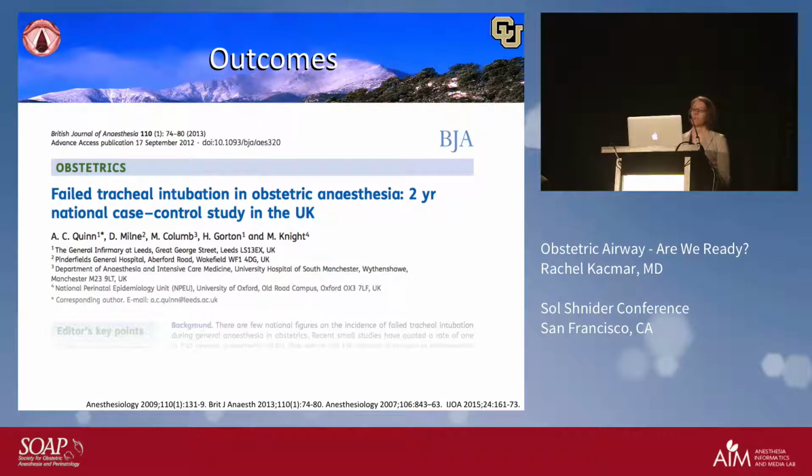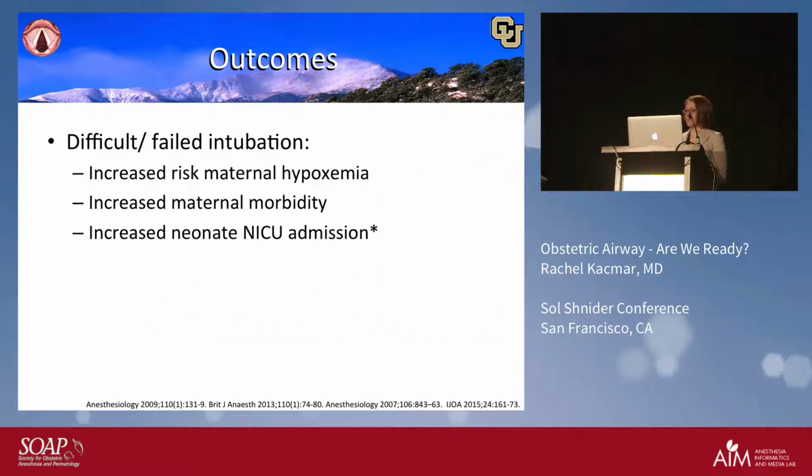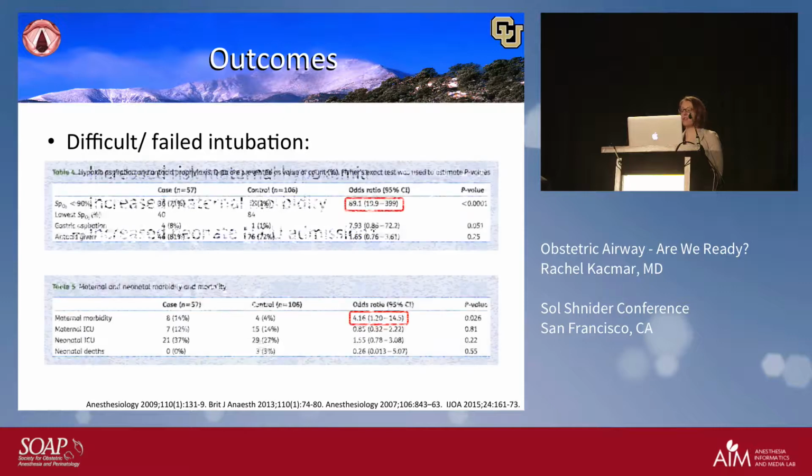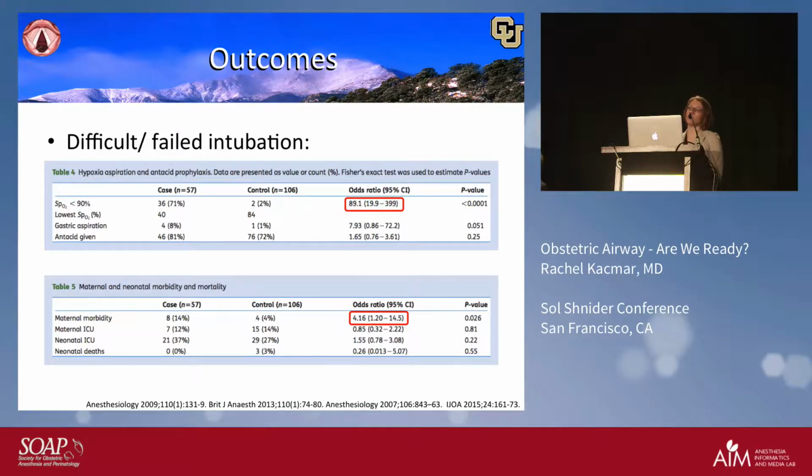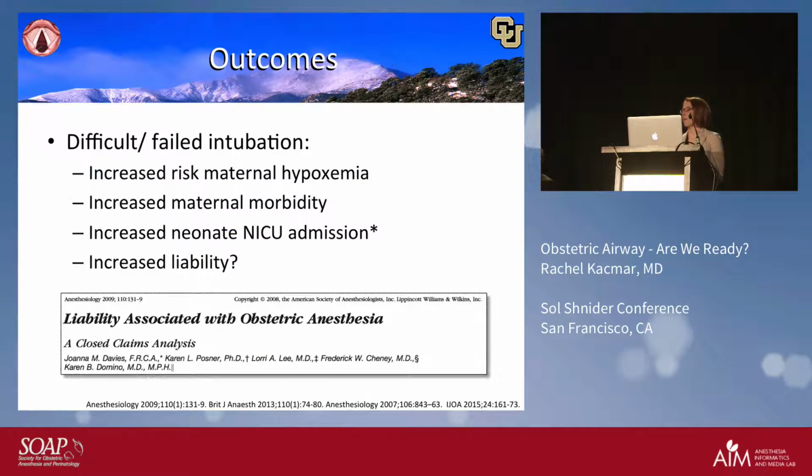The United Kingdom's obstetric surveillance system has also looked at cases of failed intubation in the United Kingdom over a 2-year period. And they found that there was an increased risk for both maternal hypoxemia as well as maternal morbidity in failed intubations. They also found an increase in the rate of neonatal NICU admission, but this was not a significant finding.